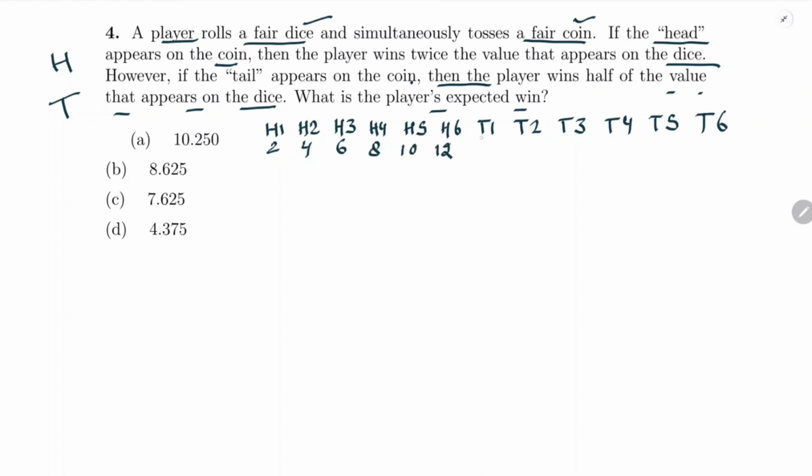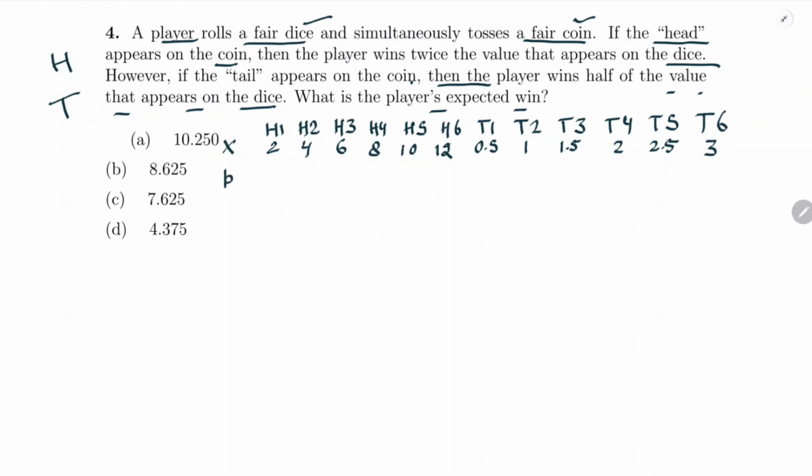Now the question says that if tail appears on the coin, then it is half of the value that appears on the dice. So if 1 is appearing on the dice and tail is appearing on the coin, then take half of the dice value. If we have 1 on the dice, we take half of this value. If we have 2, half of this value. If we have 3, half of this value, and similarly half of 4, half of 5 and half of 6. Now, these are the amounts, 2, 4, 6, 8, 10. Suppose this amount is x.